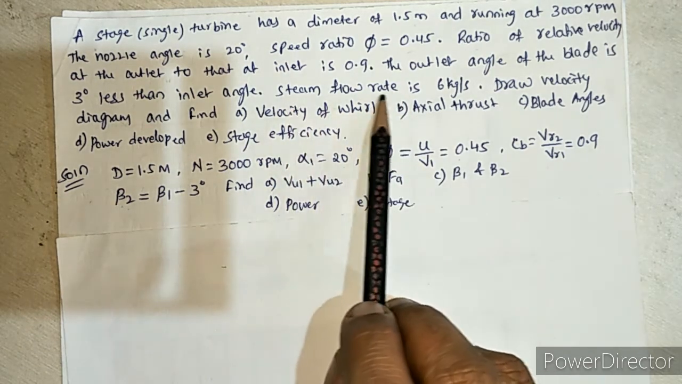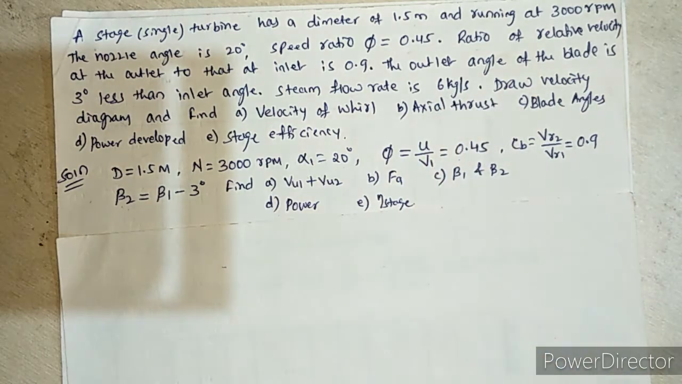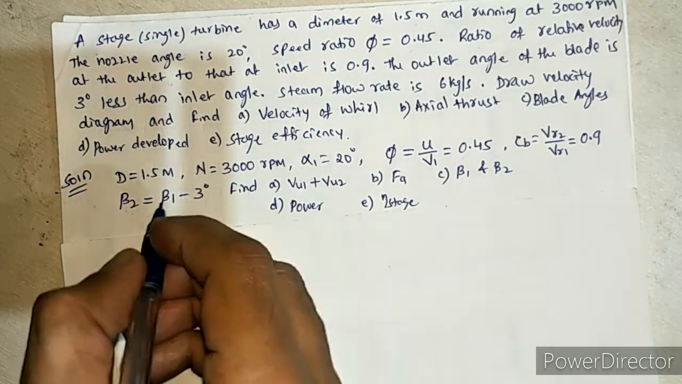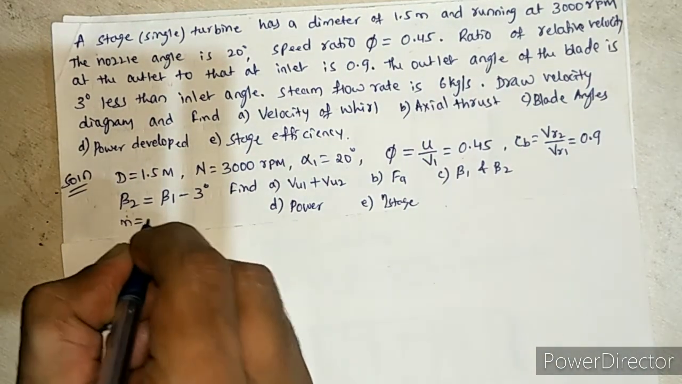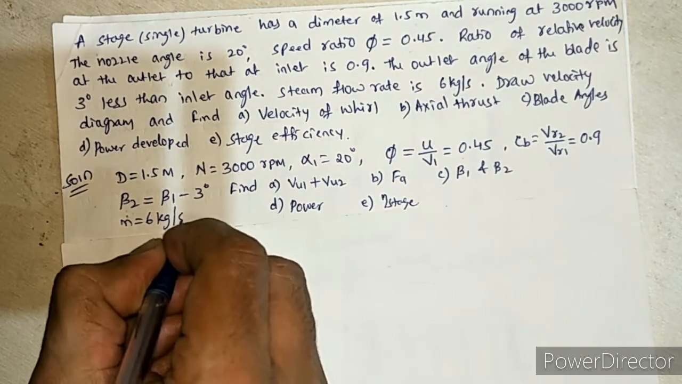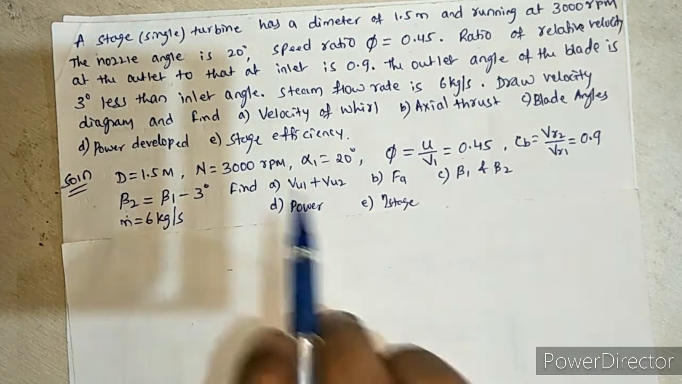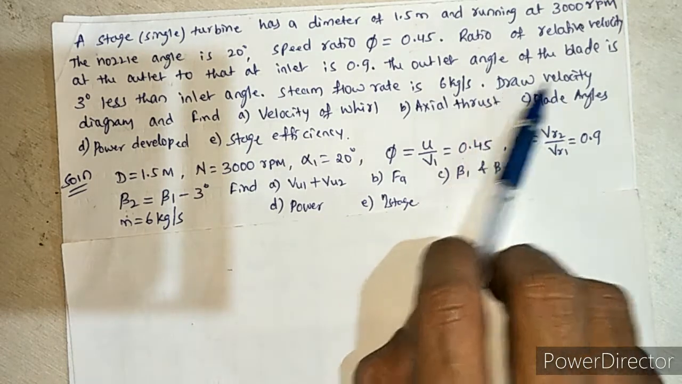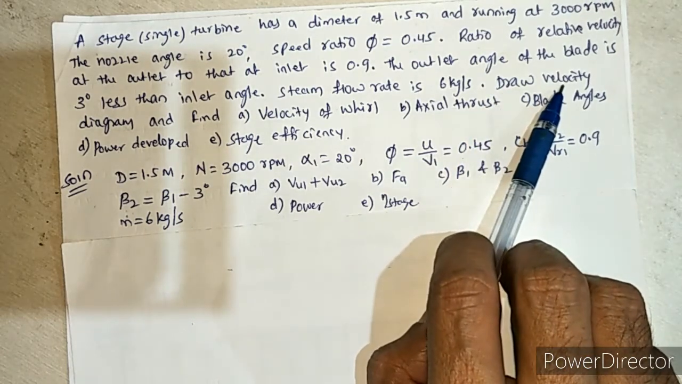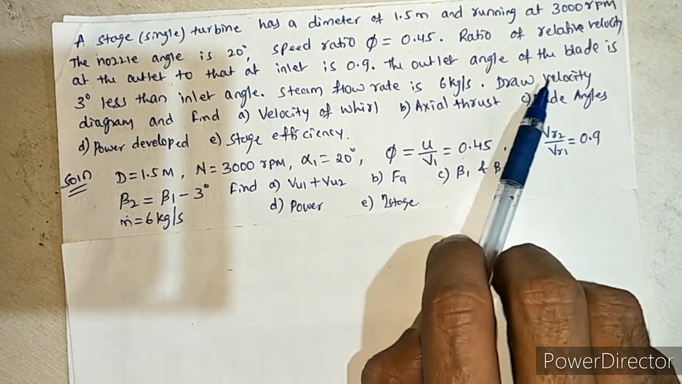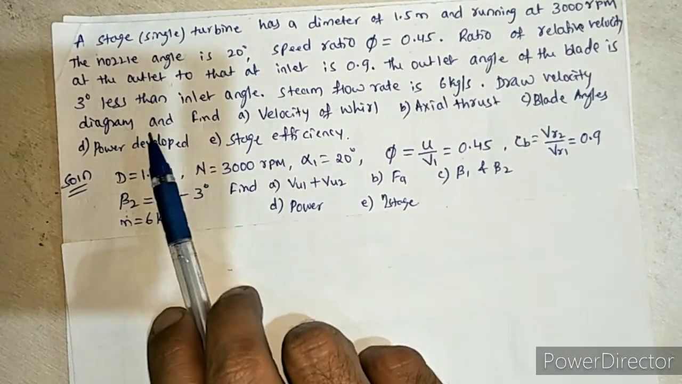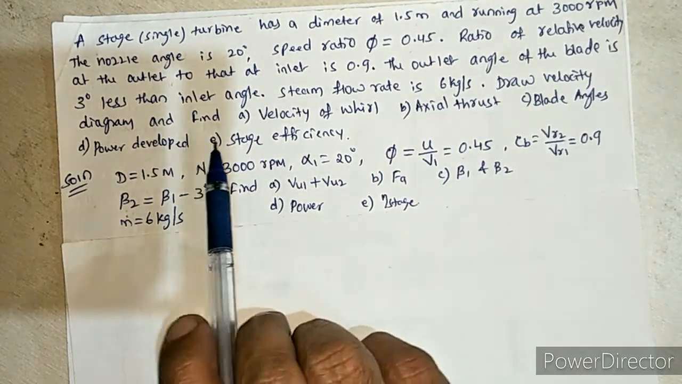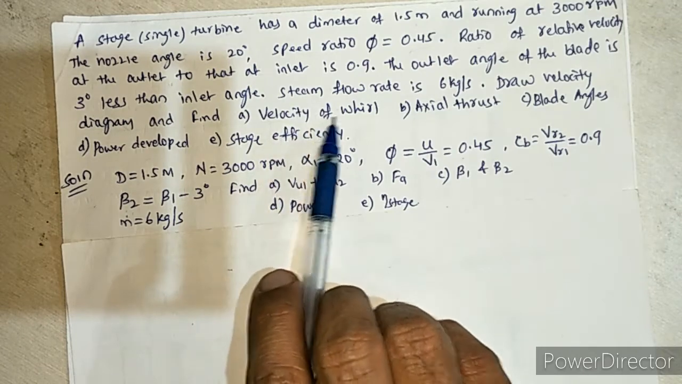Here the steam flow rate is 6 kg per second, so mass flow rate is given: m dot is equal to 6 kg per second. And here we need to draw the velocity triangle. We'll solve the problem by the graphical method, draw the velocity diagram, and find the velocity of whirl.